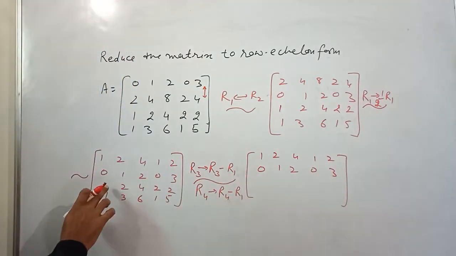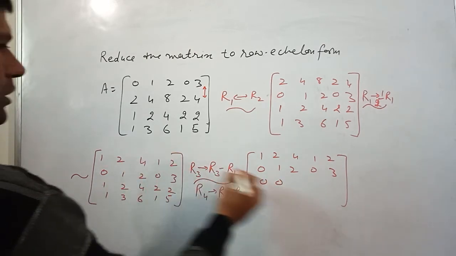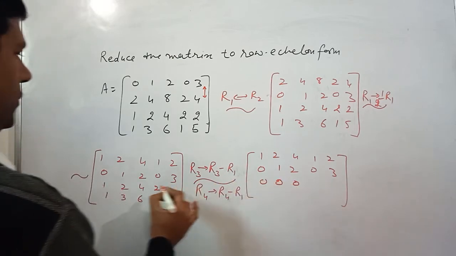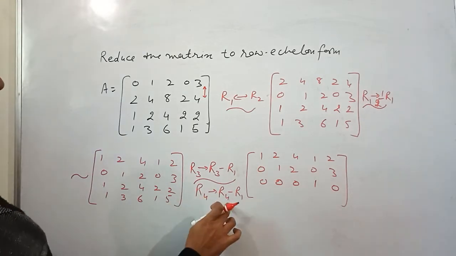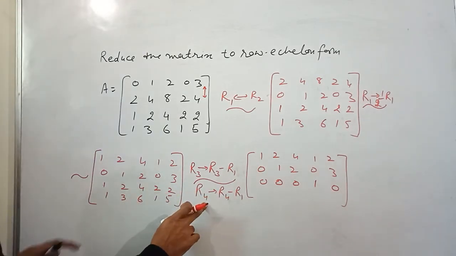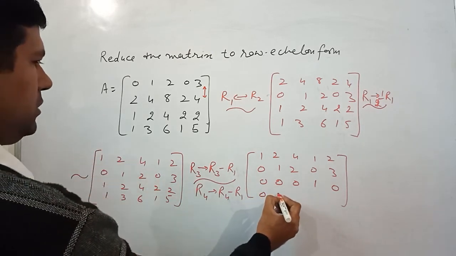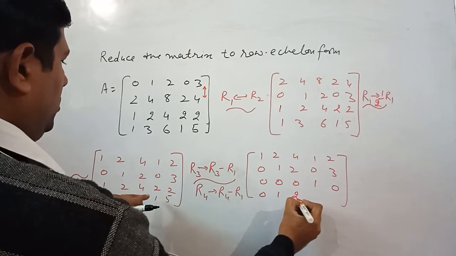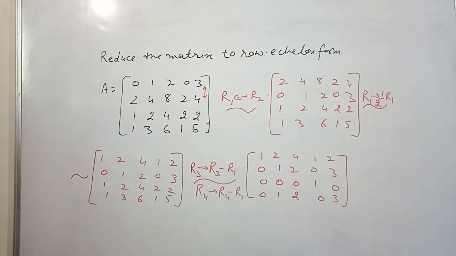Now R3 minus R1. So this will be 0, this will be 0, 4 minus 4 is 0, 2 minus 1 is 1, 2 minus 2 is 0. Now R4 minus R1. We are applying this operation on R4. 1 minus 1 is 0, 3 minus 2 is 1, 6 minus 4 is 2, 1 minus 1 is 0, 5 minus 2 is 3. Now applying R4 minus R2.